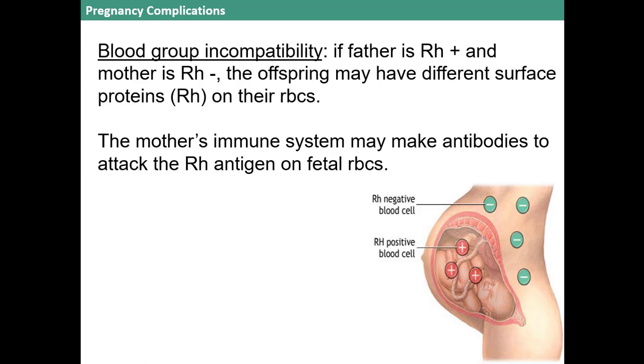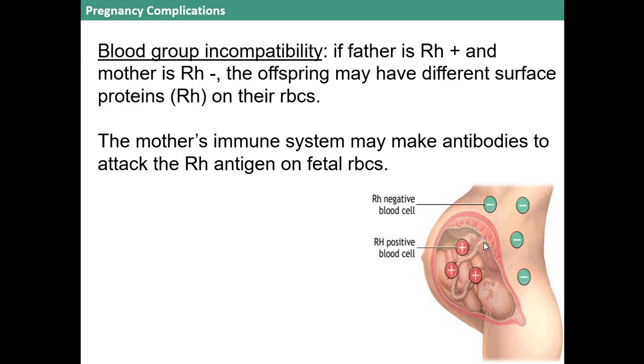Well, you might ask, why would that be a problem? Doesn't the placenta filter the maternal blood from the fetal blood? Yes, it does. However, during the first delivery, that's typically not a problem. But during subsequent pregnancies, the mother could have been exposed to fetal red blood cells after the first delivery. And that's why during subsequent pregnancies, the mother may already have antibodies that can indeed cross the placenta. So this is usually problematic not on the first pregnancy, but on subsequent pregnancies.